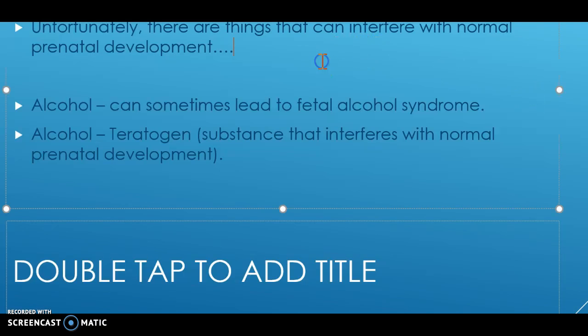Unfortunately, there are things that can interfere with normal prenatal development. One of them I have listed is alcohol. It can sometimes, not all times, but most times lead to fetal alcohol syndrome. There's also what's called a teratogen, a substance which interferes with normal prenatal development. The teratogen I will expand a little bit more about.